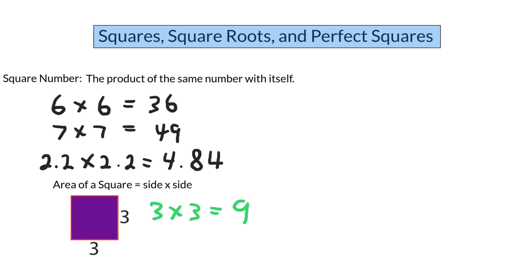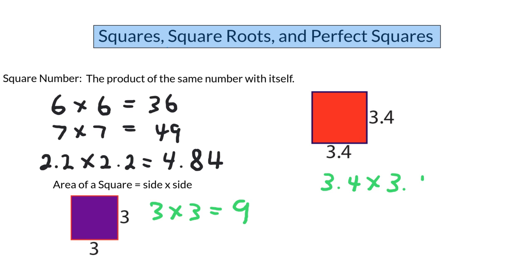Again, we could pick a square that has decimals as a side length, such as this one, where we have 3.4 as our side length. So we could do 3.4 times 3.4 to give us 11.56. 11.56 is a square number because it's the product of the same two numbers, and it's also the area of this square.